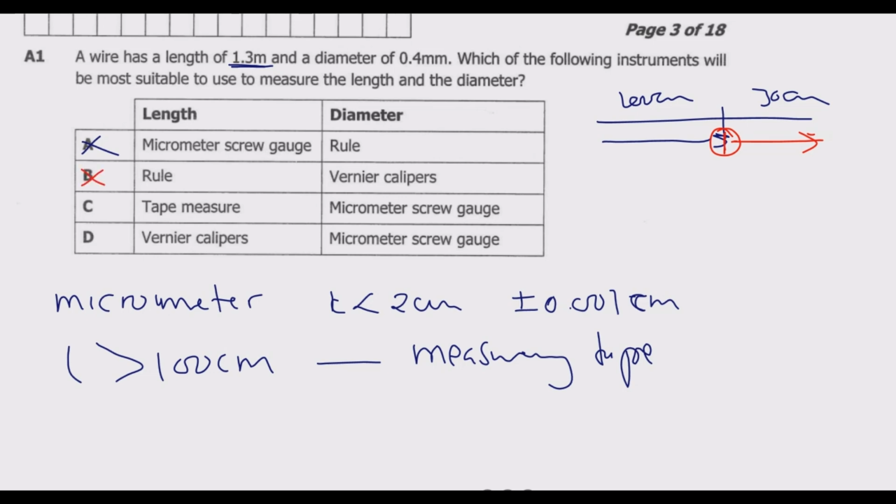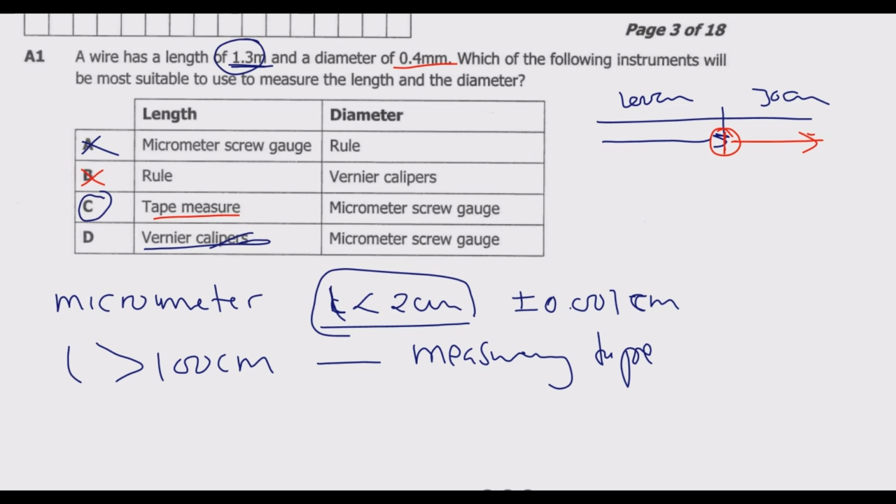So what you notice from this angle is that C, the tape measure, would be the most appropriate to measure the length. Then when it comes to the diameter, which is 0.4 millimeters, this is a very small length. If you are dealing with a very small length, you use the micrometer screw gauge. Of course you can't use a vernier caliper to measure this distance, so D is incorrect.